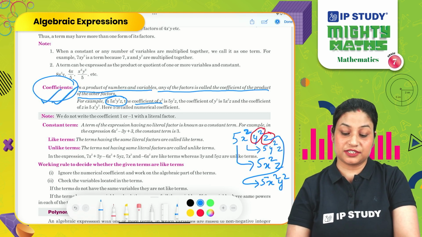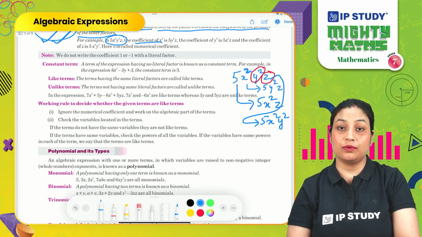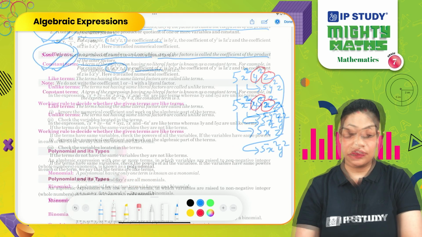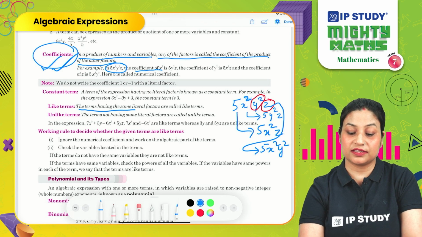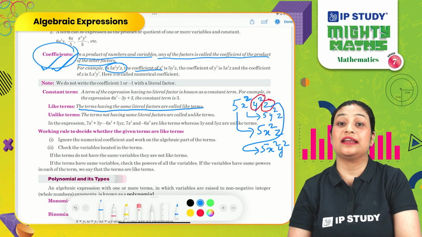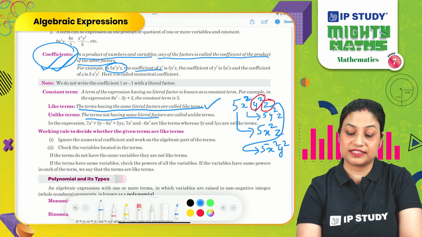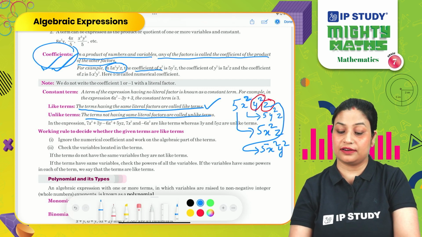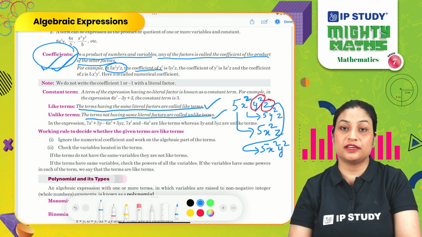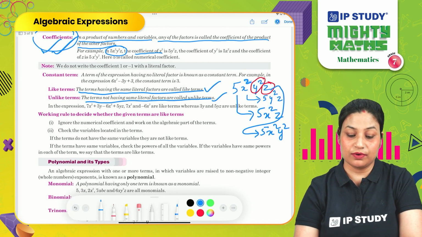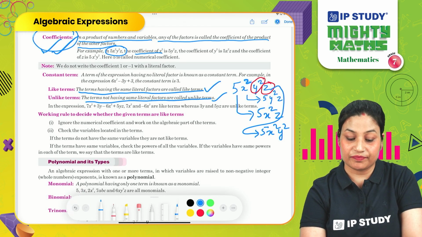Now let's move on to the next topic and find out what are like terms and unlike terms in an algebraic expression. So here the terms having the same literal factors are called like terms, and the terms not having same literal factors are called unlike terms. Now what does it mean? Let's understand this by taking an example. So look here on the screen.